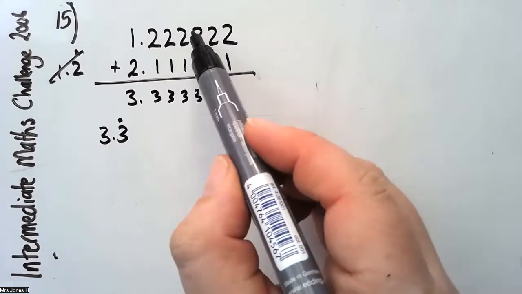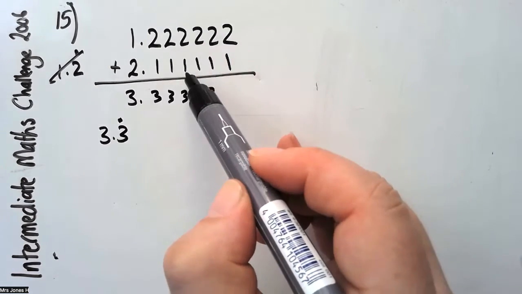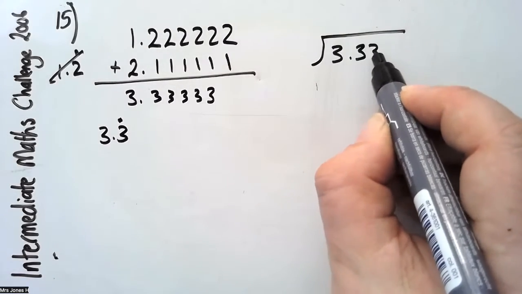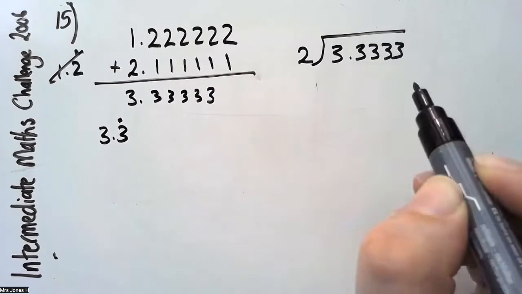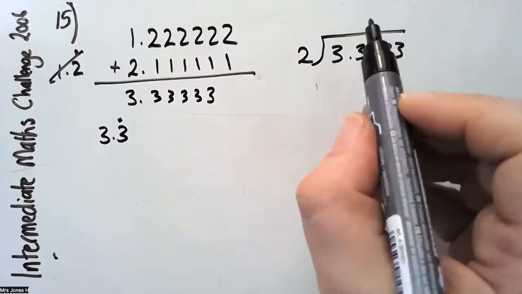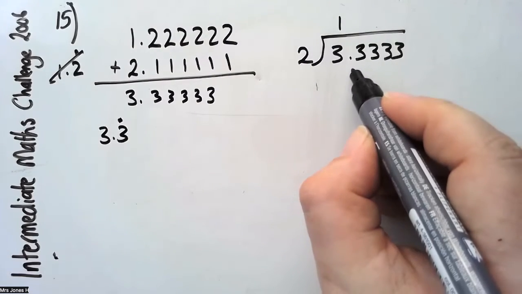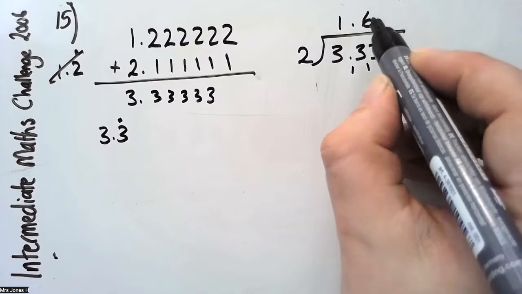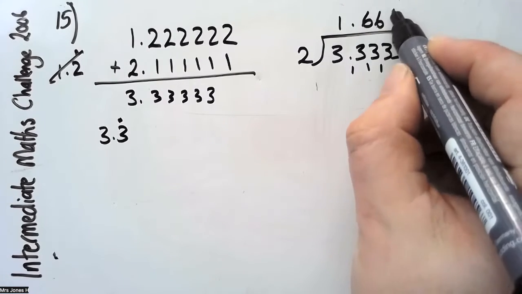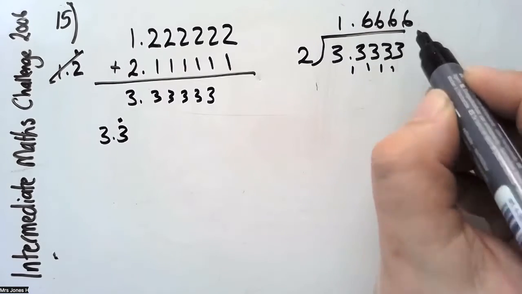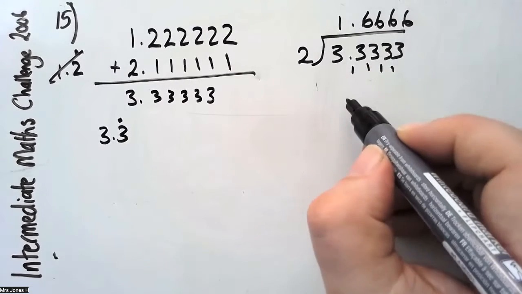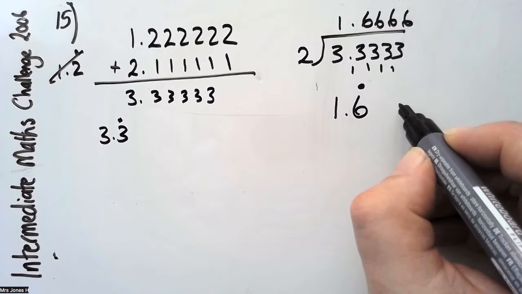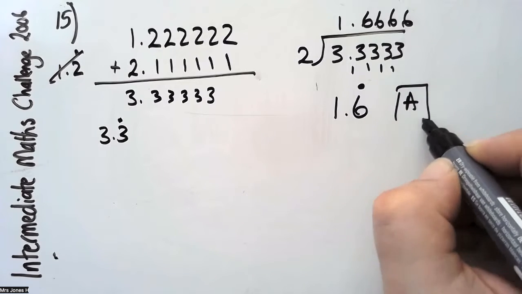mean. The mean means we add two numbers together and then we divide by the number of numbers. And there are two numbers, so we're going to divide here. And so this becomes a 1, carry 1, gives us 6, carry 1, 6, carry 1, 6, carry 1. Get to see the pattern? And so this number becomes 1.6 recurring, and therefore the answer is A.